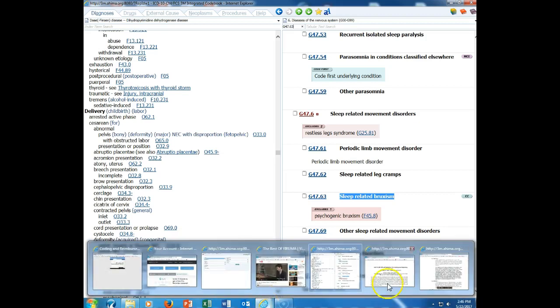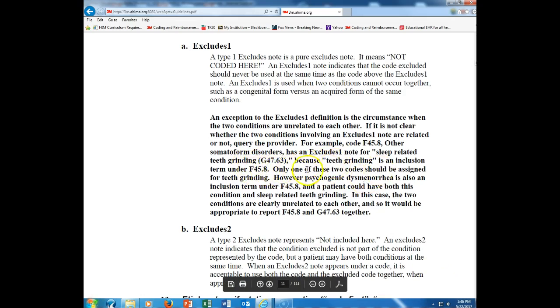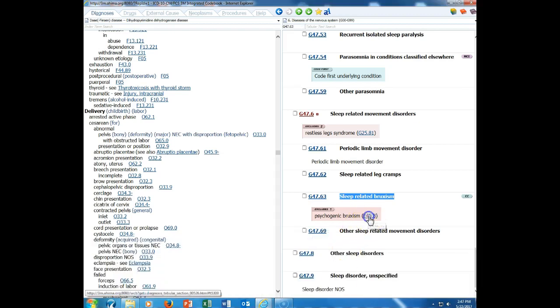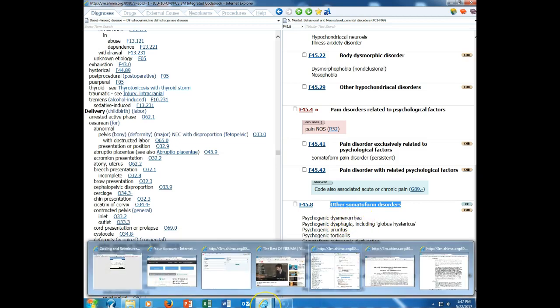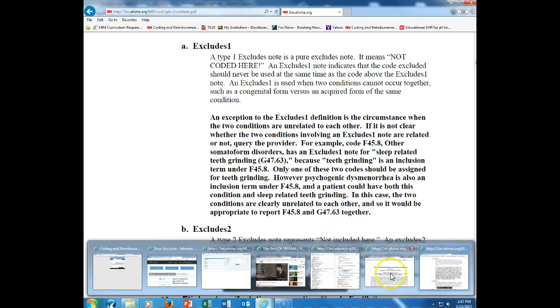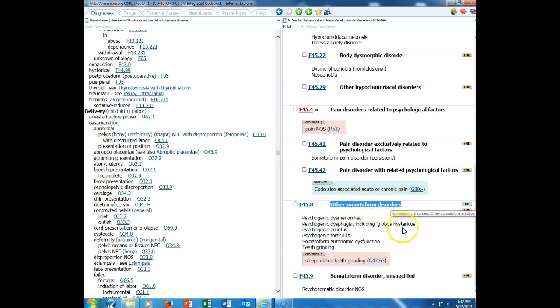However, the example in our excludes note was that psychogenic dysmenorrhea is an inclusion term under F45.8. Did you see that? It was the very first subterm that we looked at. Psychogenic dysmenorrhea. And a patient could have psychogenic dysmenorrhea and sleep-related teeth grinding, and they're not related to each other, so you could assign both of those codes. So when we go back to this, other somatoform disorders, this includes psychogenic dysmenorrhea.